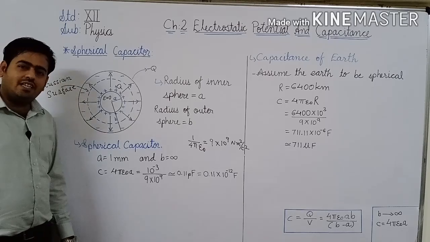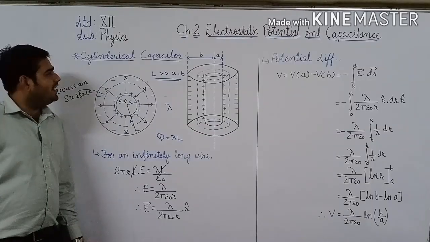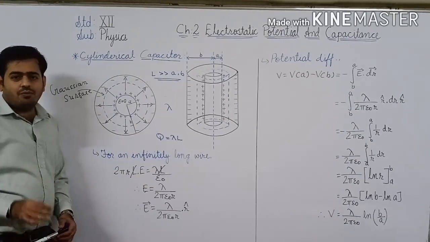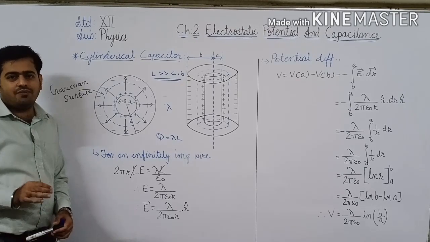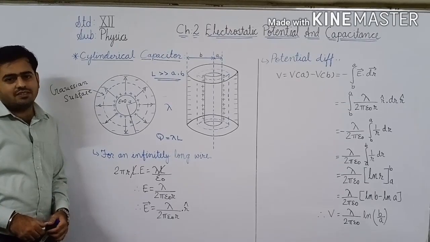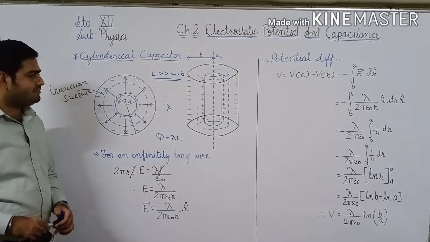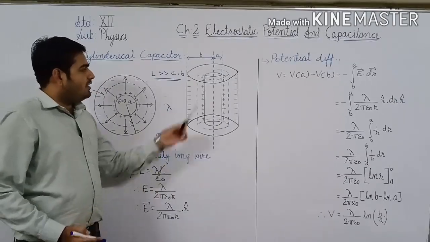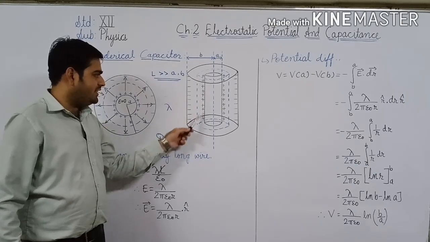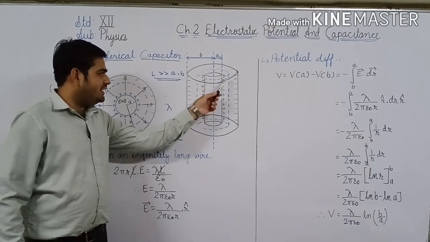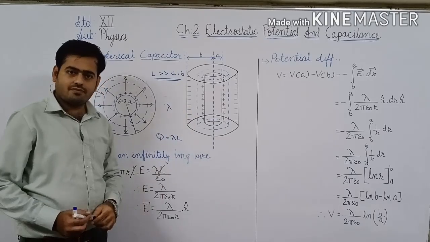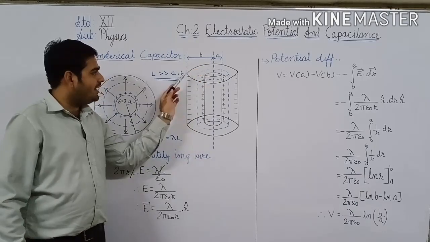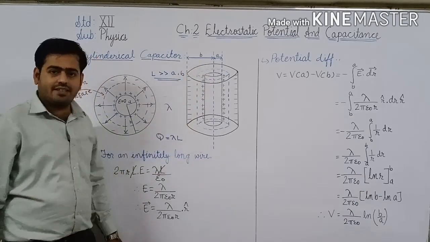Now we will study cylindrical capacitor. Next topic, that is cylindrical capacitor. The way we have obtained the formula of capacitance for spherical capacitor, same way we are going to obtain the formula of capacitance for cylindrical capacitor. Here I have taken two cylinders. This is the first cylinder which is positively charged and this outer cylinder that is negatively charged. Radius of cross section of the first cylinder, that is A, and radius of cross section of the second cylinder, that is B.